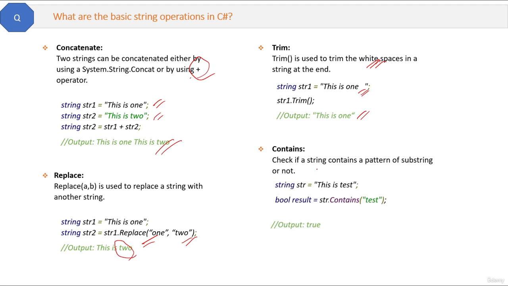Another is contains. The contains method checks if a string contains a pattern or a string or not. In the example, if a string contains "test", which it does, right, then it will return true. That's all about some of the important methods of a string.